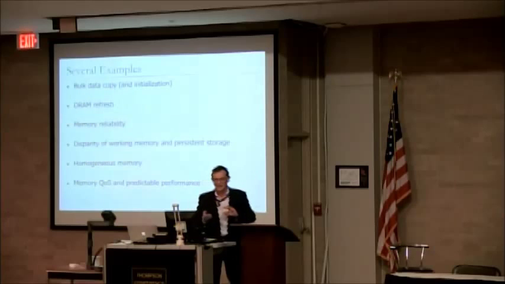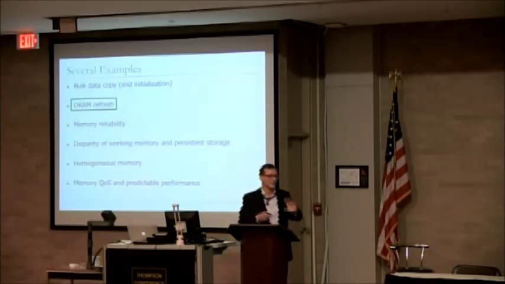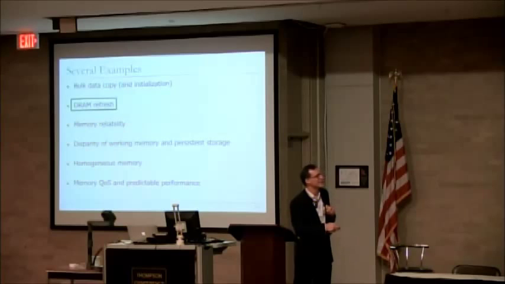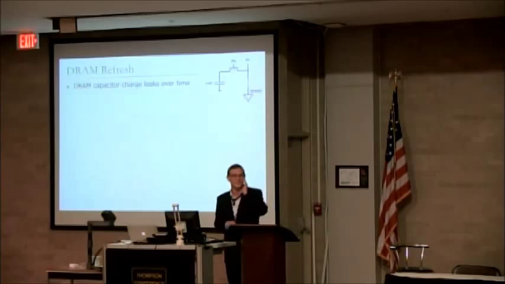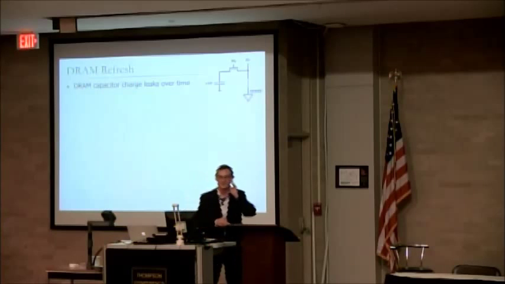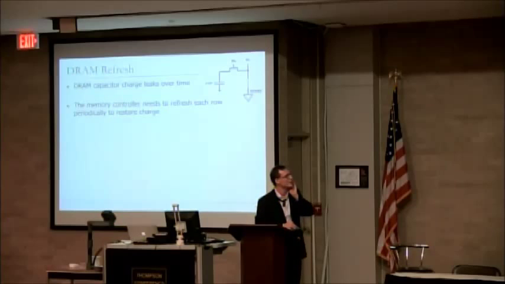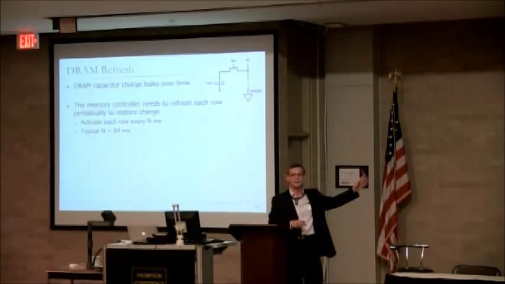Okay, I'll go into 2 more examples very quickly until Derek kicks me out of here. But the second example, because of the processor-centric design, I think we've ignored some of the things that are happening in memory. And one is DRAM refresh. If you look at DRAM today, it's kind of a bad memory because you need to refresh it, right? Because its capacitor charge leaks over time. And the memory controller needs to refresh each row periodically to restore its charge. This means that you need to refresh each row every 64 milliseconds.